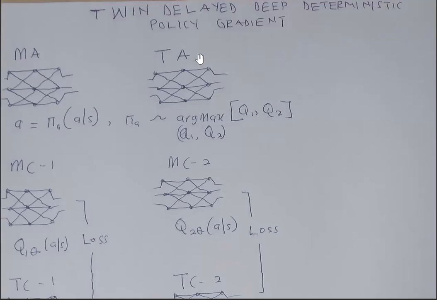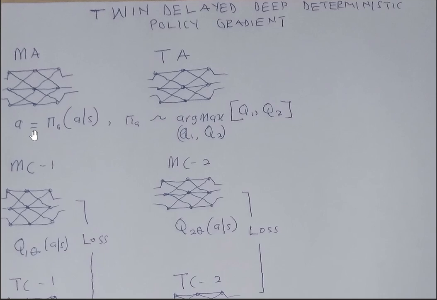We begin our studies with the Twin Delayed Deep Deterministic Policy Gradient, aka the TD3 algorithm. TD3 has six neural networks. One is the main actor network and the other is the target actor network. The main actor network is responsible for taking an action.